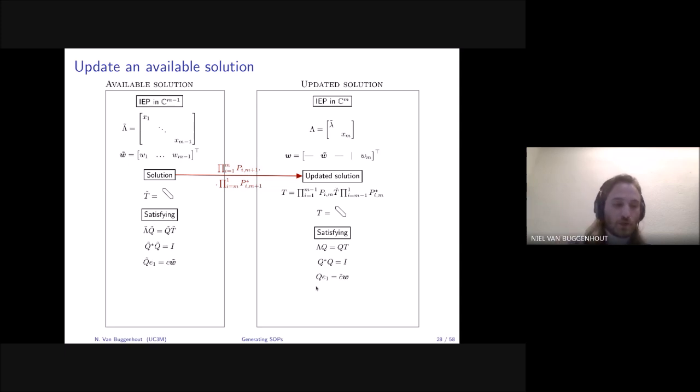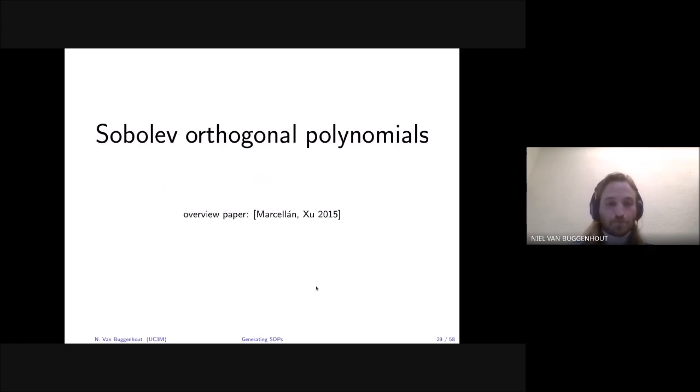Of course, there's a side note. If you have explicit formulas for your orthogonal polynomials, you should use those. This is more for certain inner products for which these explicit formulas are not available.